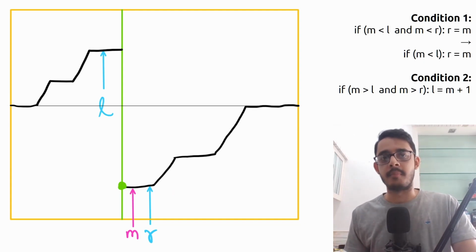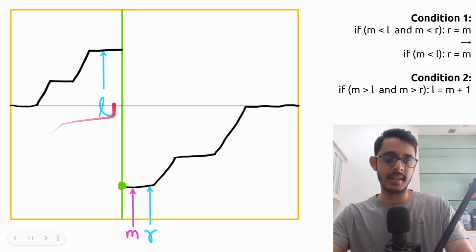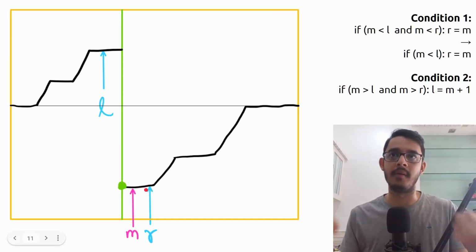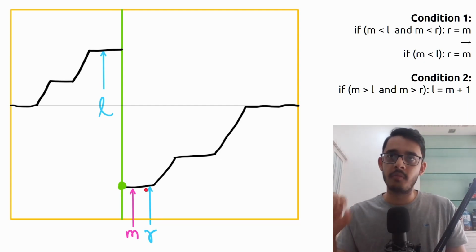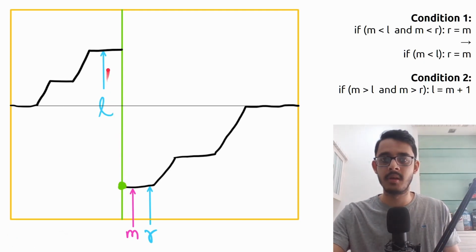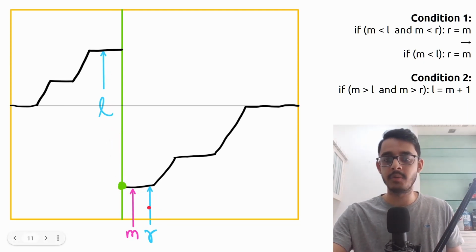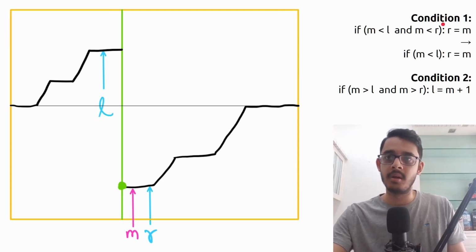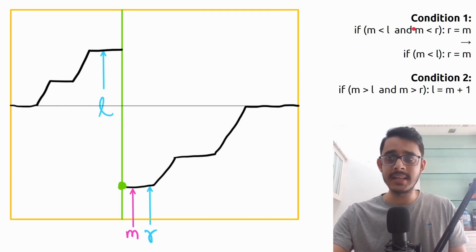Now what do we see here? In this case, M is lesser than L, but it's equal to R, right? Both of them are at the same level. What do we still know? We still know that the answer is between L and M, which means that we want to cancel out the area between M and R. So we have to follow condition 1, but condition 1 says M is less than R. Now that condition is no longer true.